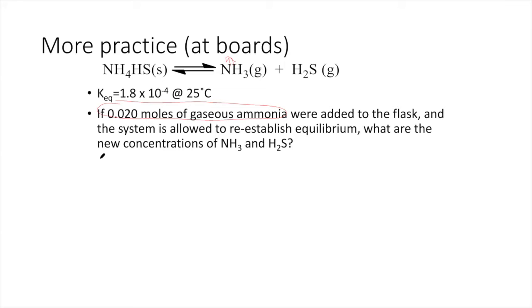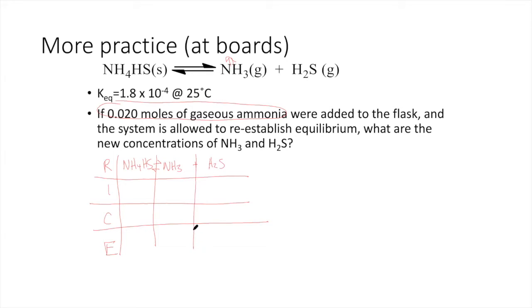Okay, so once again, I'm just going to set up my table. So my R, I, C, and E will be in my rows, and my columns will be just these compounds. That gets a column. It reacts in a reversible way to form NH3 and H2S. So each of those gets a column. All right, so I'm going to ignore that column because it's a solid.